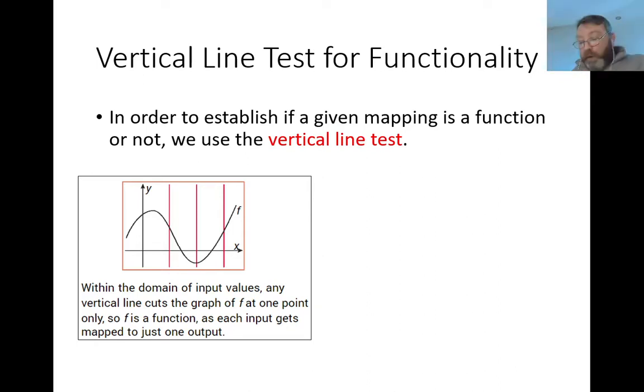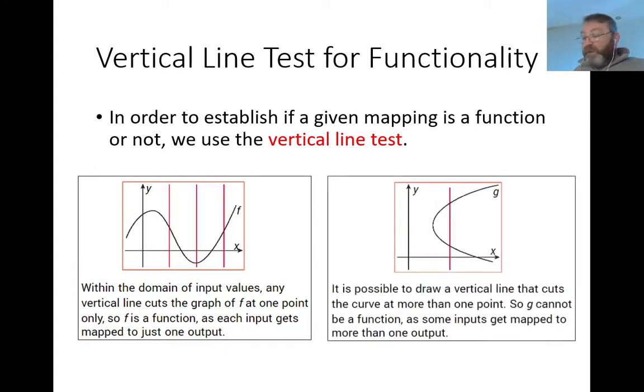If that ruler only ever cuts the graph once as it moves across it, then it is definitely a function. In a situation like this, where you take your ruler vertically and run it across the graph, you notice that there are times when it hits the graph twice. Now that is not a function.